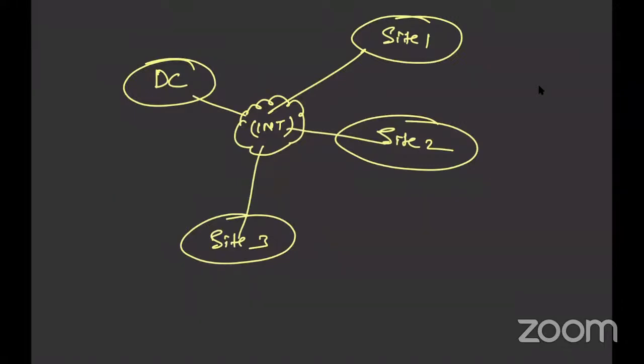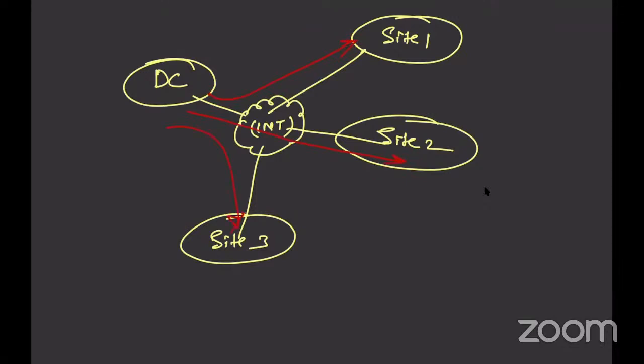So if you want to use private addressing and communicate with your sites over the internet, what was there before DMVPN? Can anyone tell me? We have GRE tunnels before that. So with GRE, we create tunnels to our sites.